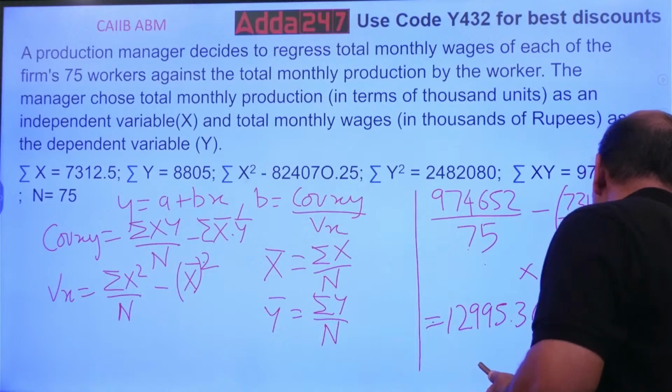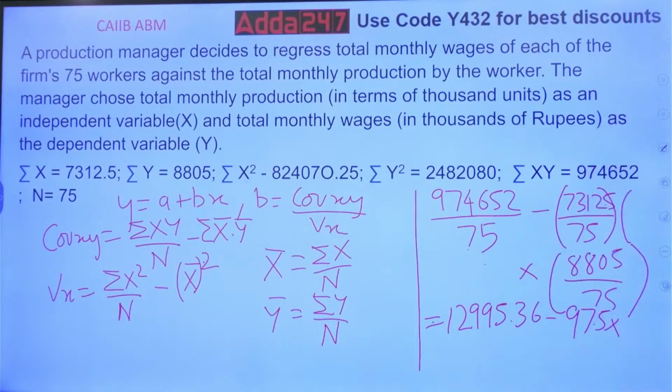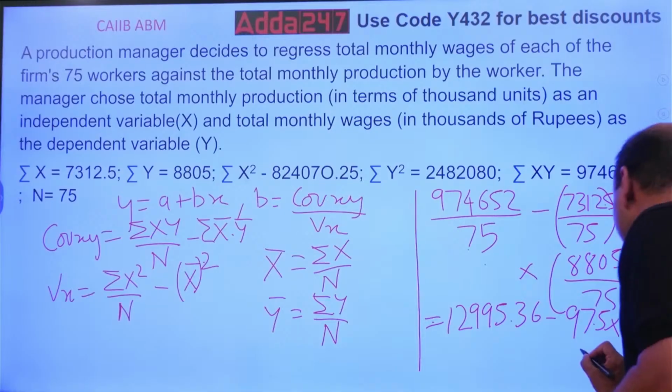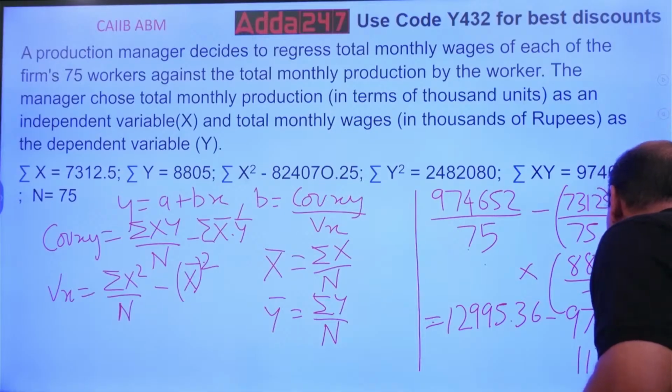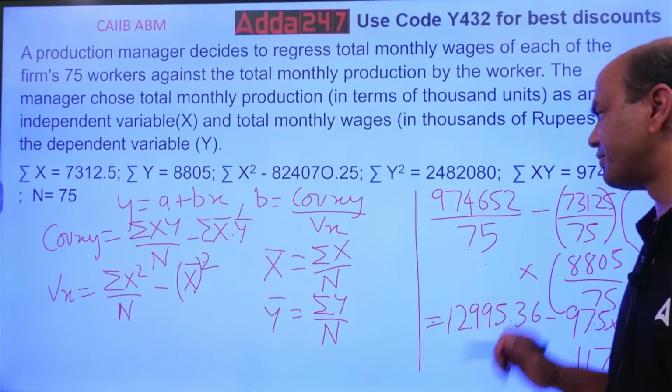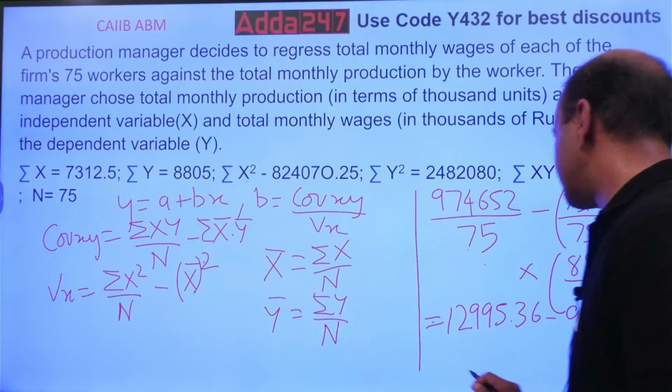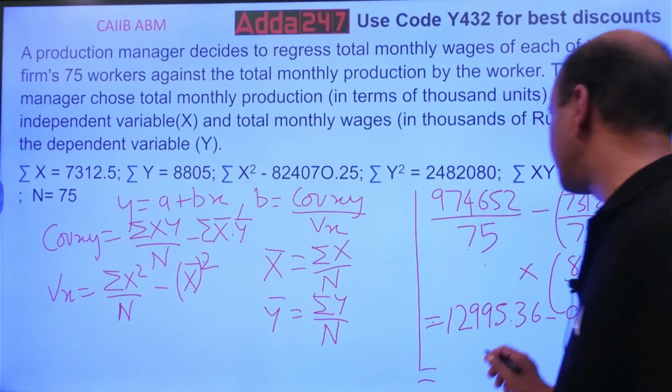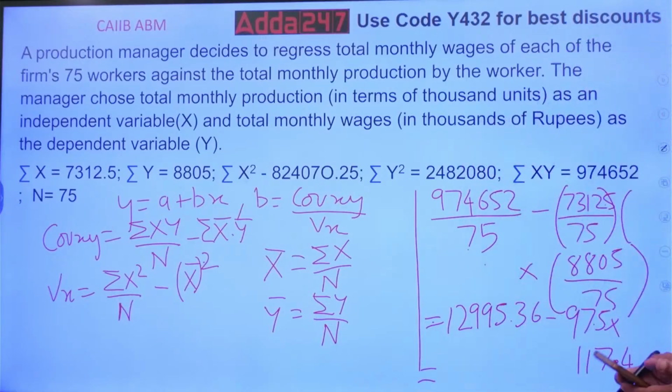97.5 into, what is this now? Second one, 8805 upon 75. What is the answer? 117.4. So into 117.4. What are you getting as covariance now? So answer for this covariance, everyone give me in the comment section. What is the answer for the covariance?